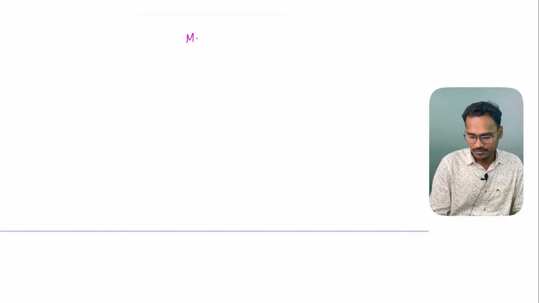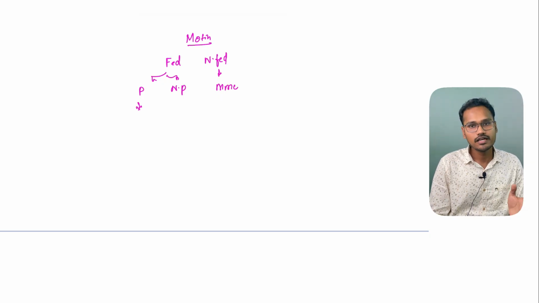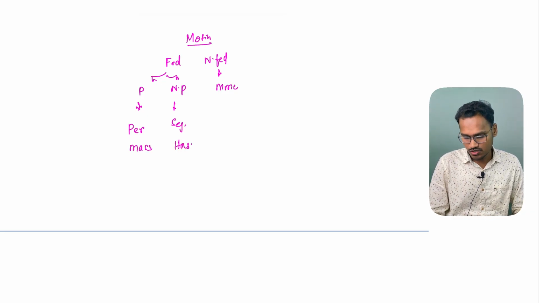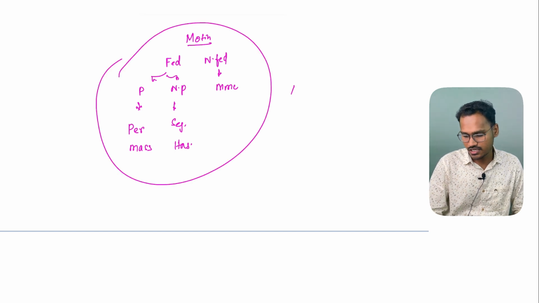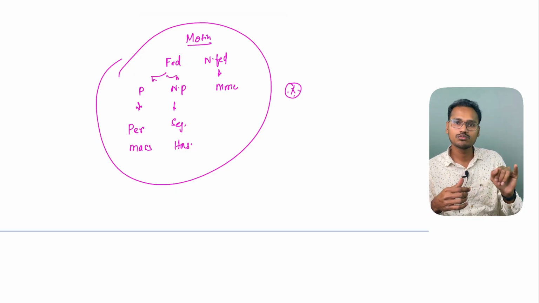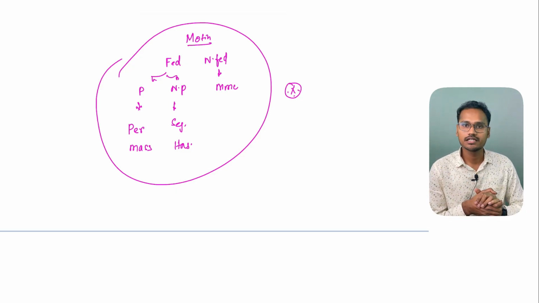So just a small recap, the mechanical motility is generally classified into fed state and non-fed state. In fed, we have propulsive and non-propulsive. In non-fed, we have only MMC. In propulsive, the food is moving from one segment to another, that is peristalsis. Another one is mass movement. In non-propulsive, it is segmentation and haustrations. So make sure to remember this classification. It is very, very important. And all the things are very important, including the hormones related to peristalsis and migratory motor complex.